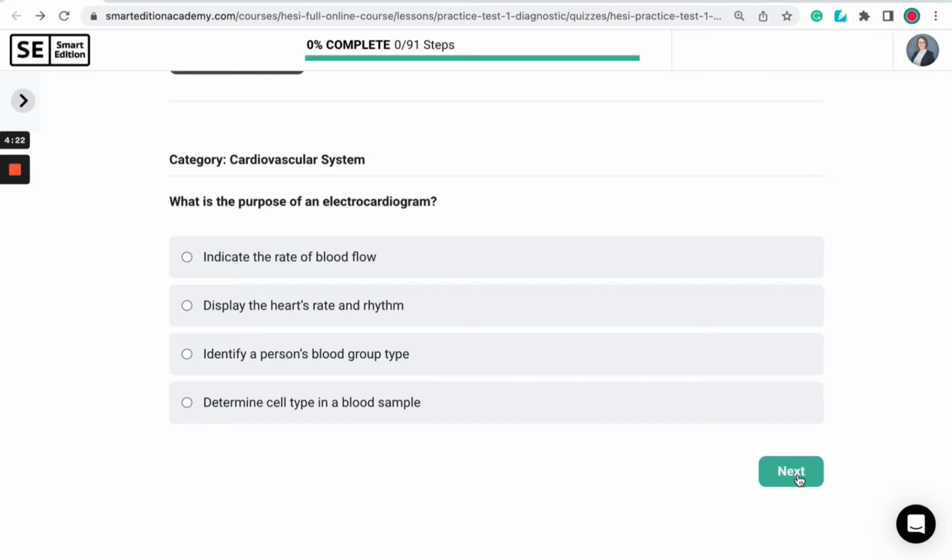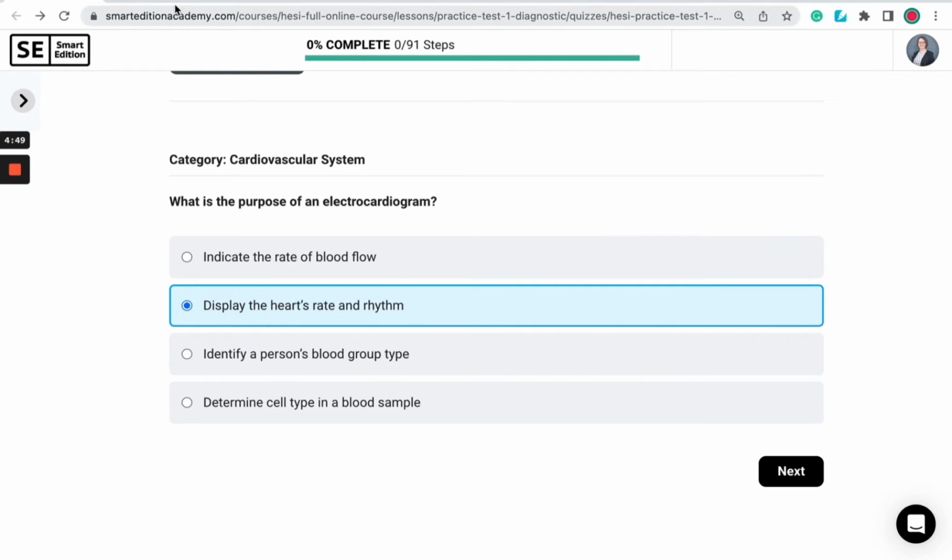What is the purpose of an electrocardiogram? Is it to indicate the rate of blood flow, to display the heart's rate and rhythm, to identify a person's blood group type, or to determine the cell type in a blood sample? So the correct answer here is to display the heart's rate and rhythm.